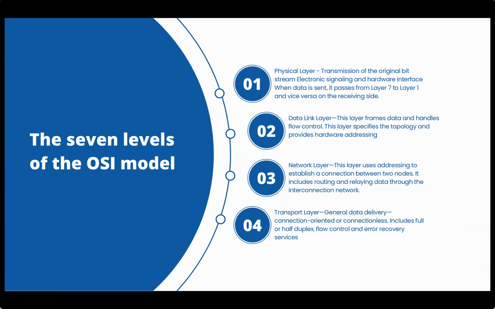Now we talk about the 7 layers of the OSI model. In a simple way, layer 1 is the physical layer. This layer is like the paper and envelope of our letter. It deals with the physical connection between devices. It includes things like cables and connectors and the electrical signals that go through them.